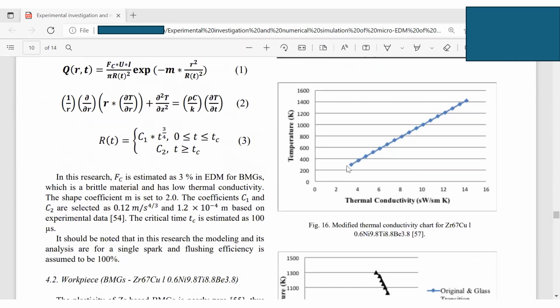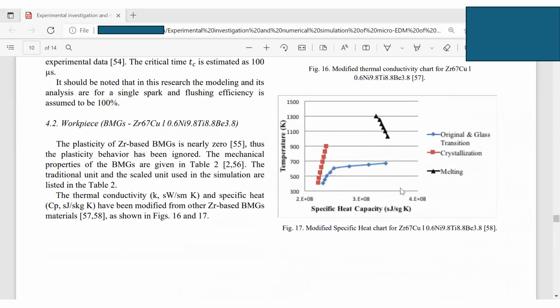The thermal conductivity is dependent upon the temperature, and this is given almost as a linear one. So this one is the heat transfer. Dependency of the heat transfer on the temperature is also given.